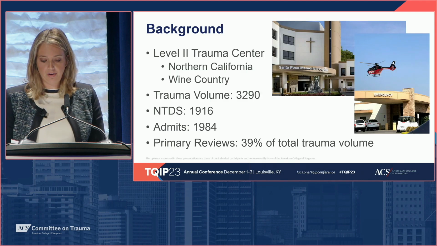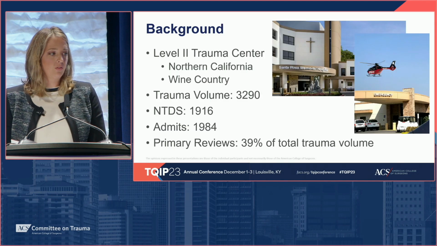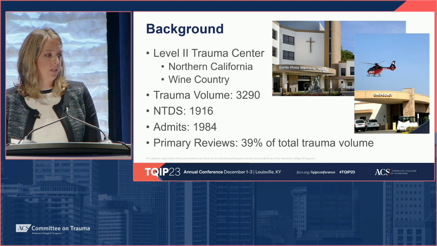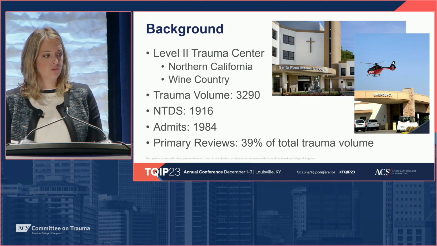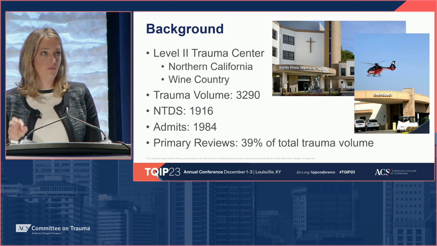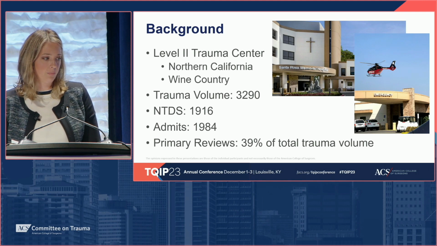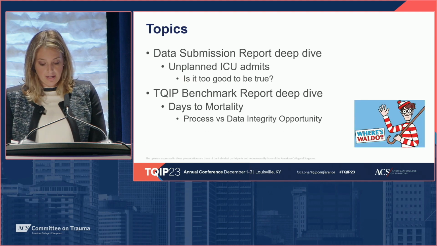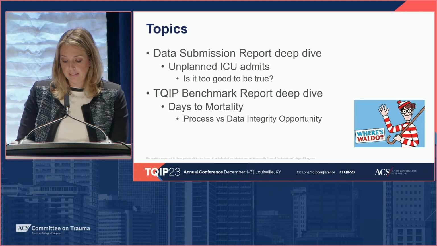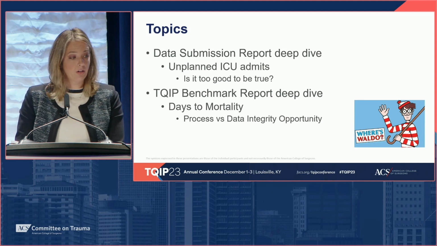A little bit of background about our facility. Like I said, we're a level 2. We're up in Northern California, up in wine country. This is from 2022: about 3,000 patients that we put into our registry. About 2,000 go into the NTDS database. We admit about 2,000 patients, and we do a deep dive, in-depth PI review for about 39% of this total trauma volume. So I'm going to talk about the submission report deep dive, and I'm going to talk about a TQIP benchmark report deep dive.